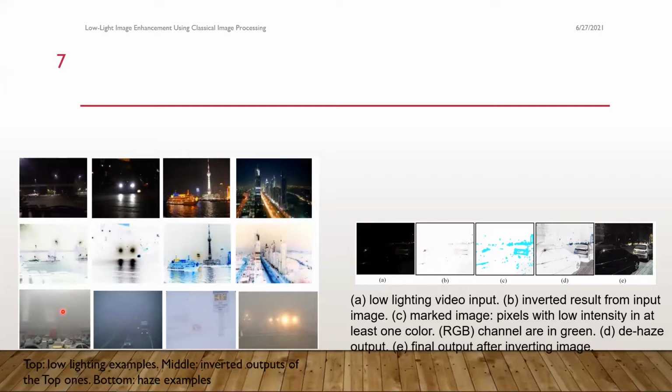So we are seeing that these two have something in common, and we can handle the problem with the same methodology. When we look at these, at the A part, we are seeing a low lighting video input. At the B part, the inverted result from the input image. At the C part, the image with pixels marked that have low intensity in at least one color. At the D part, the haze output, and the E part, the final output after inverting the image.